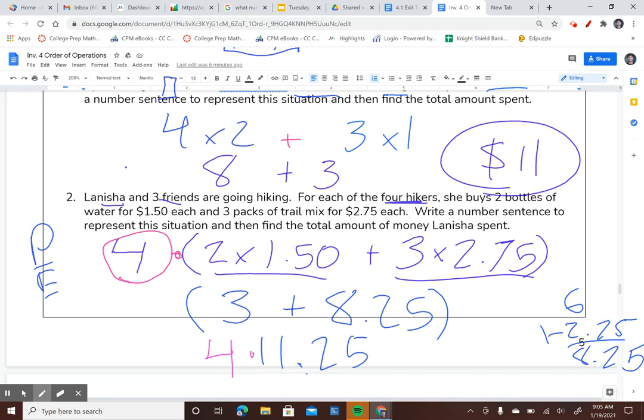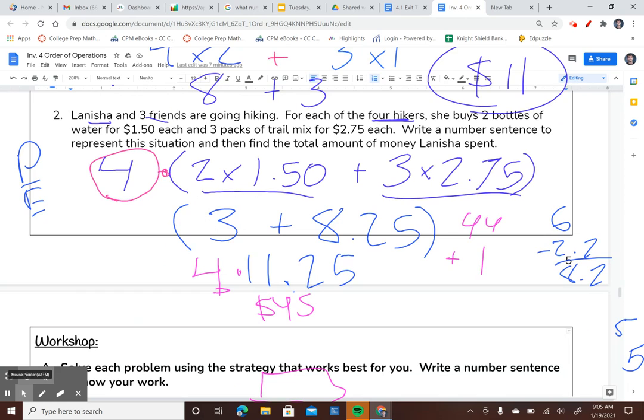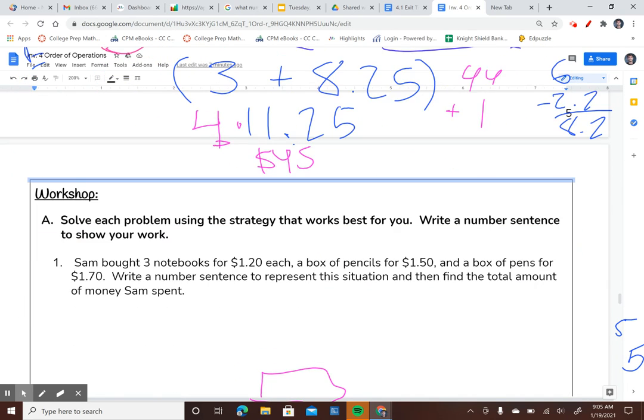the parentheses, because that's the cost for each of the hikers. So here we're going to do 4 times 25 cents to get $1. And then we're going to do 4 times 11 to get 44. 44 plus 1, that's going to give me $45. That'd be my final answer. All right, so there we see order of operations and how we use it in the real world. So now you're going to continue on with this and work on the workshop.